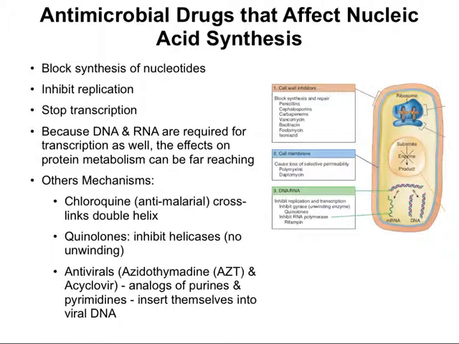Other mechanisms some of the drugs exhibit are cross-linking of the DNA double helix, like we see in chloroquine, which is an anti-malarial drug. Or we can see inhibition of helicases, so the DNA cannot unwind. This is seen in quinolones. Also in antivirals, like azithromycin, AZT, or acyclovir, we see that they form analogs of purines and pyrimidines and insert themselves into the viral DNA so that DNA replication is halted.